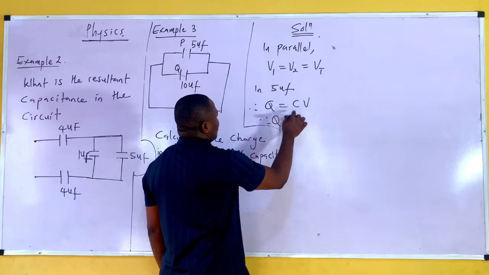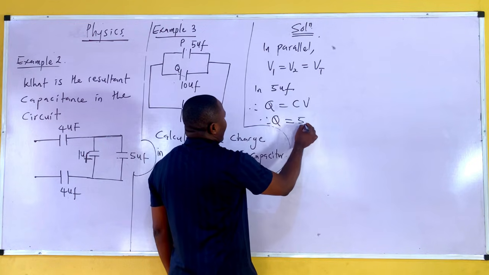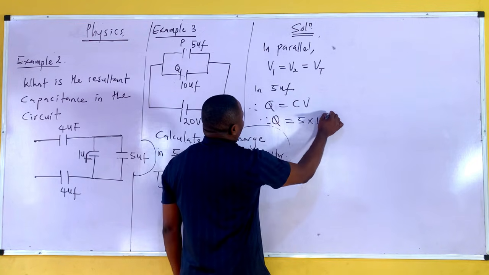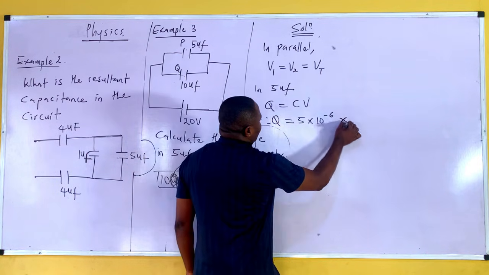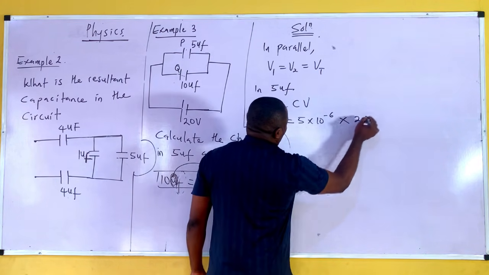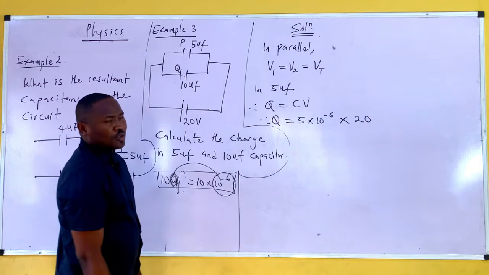Therefore, charge equals, what's my C? 5 times 10 raised to the power minus 6. That's the micro. Times, what's my V? My V is 20 volts. That's how to solve it.